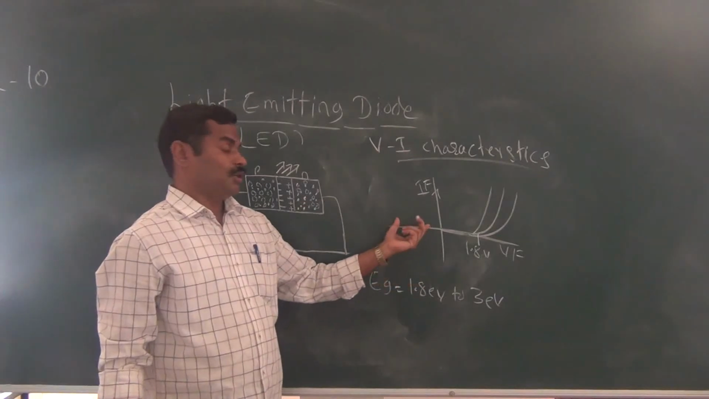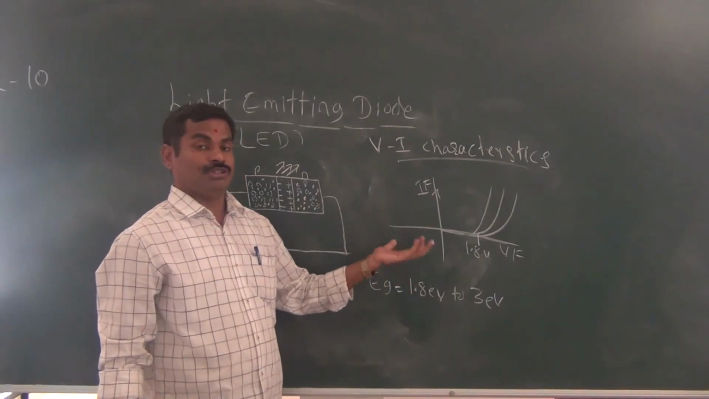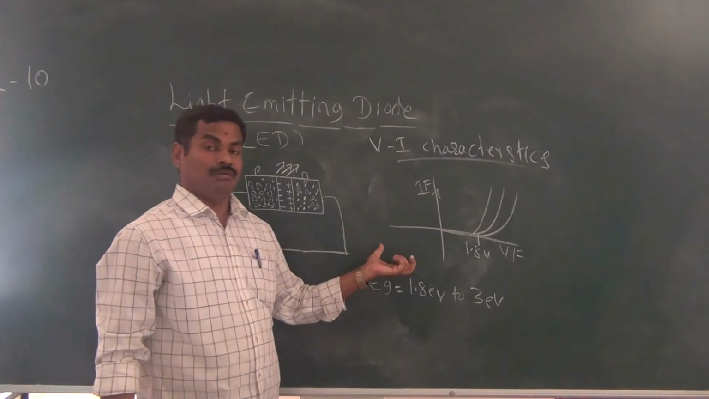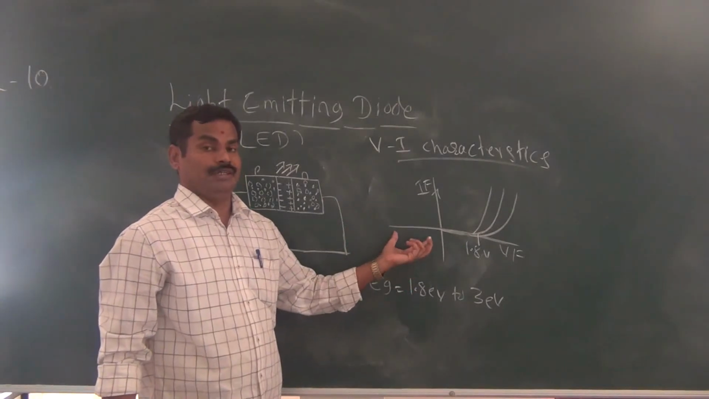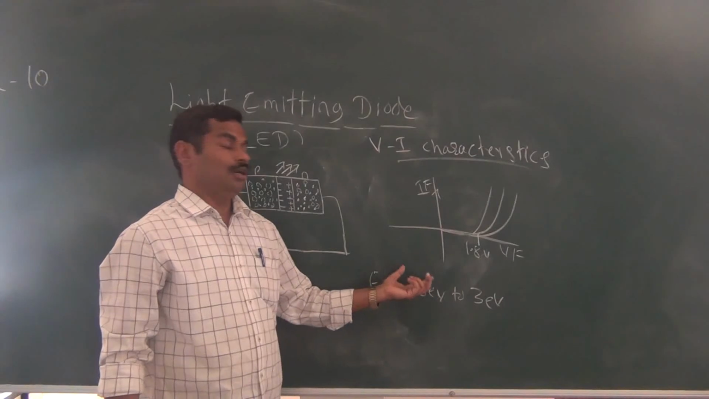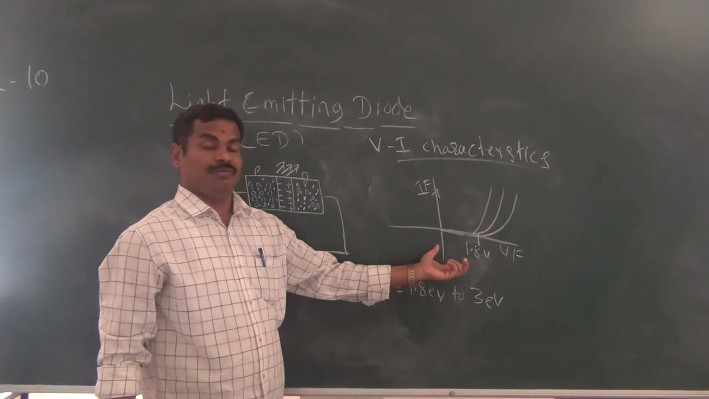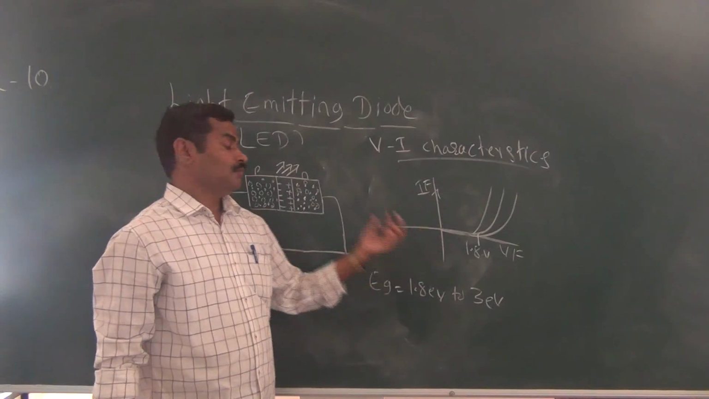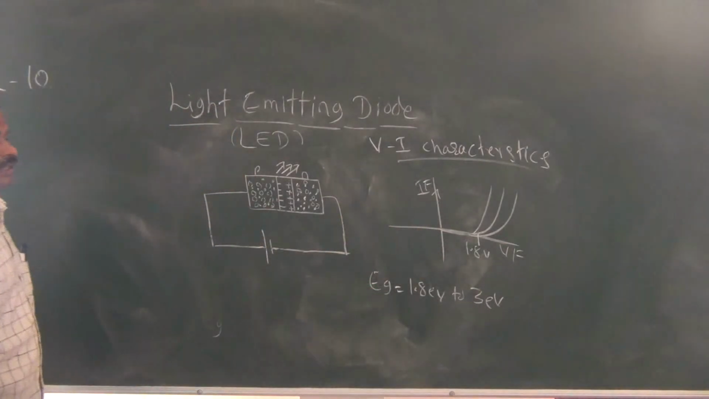But in compound semiconductors, gallium arsenide, gallium phosphide, gallium nitride, the electron and hole also recombine. They will give the energy in terms of light, or a photon of energy. Depending upon the energy gap, if the energy gap is larger, you can get different colors of the LED. This is in brief about your LED.